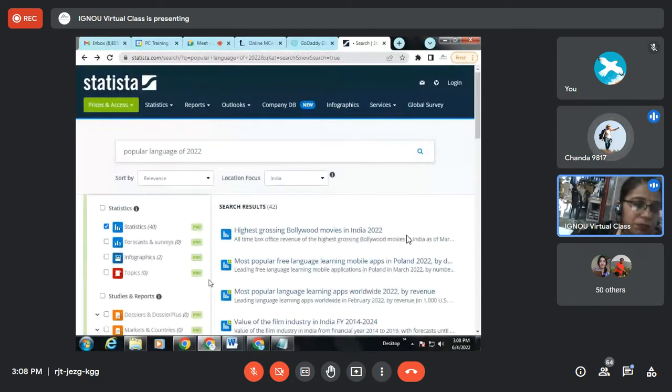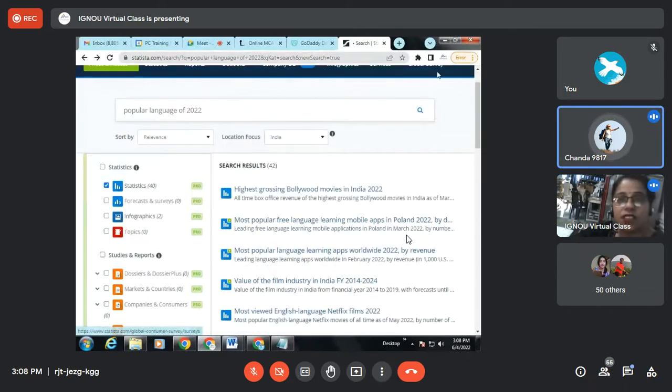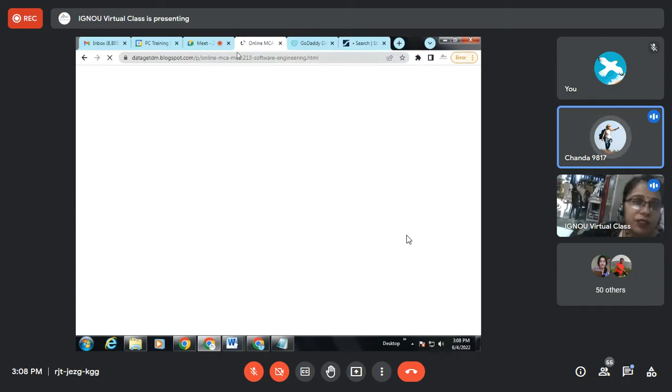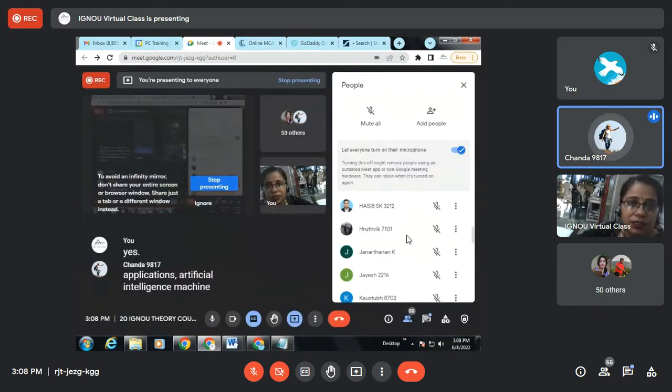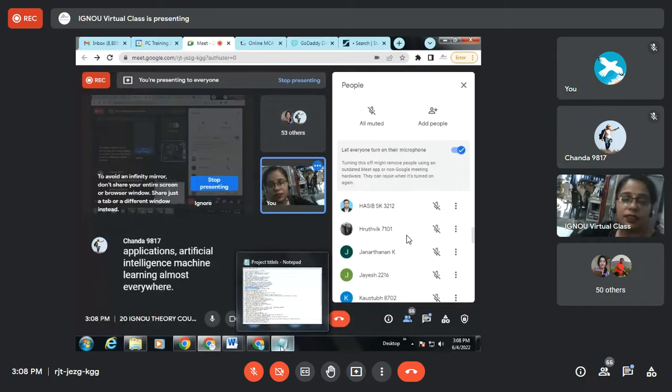Anyway, Python is still number 1 because it is being used in data science, web applications, artificial intelligence, machine learning, almost everywhere. Yes.